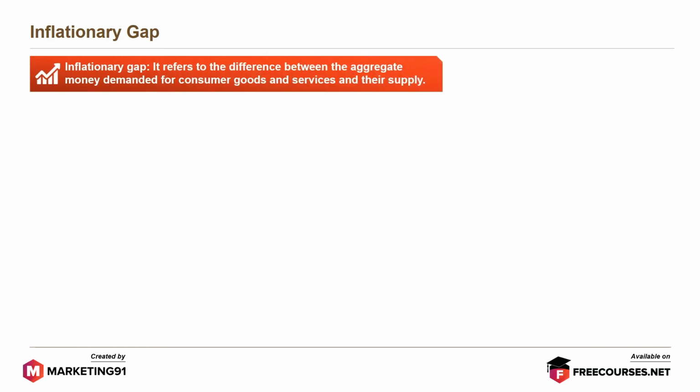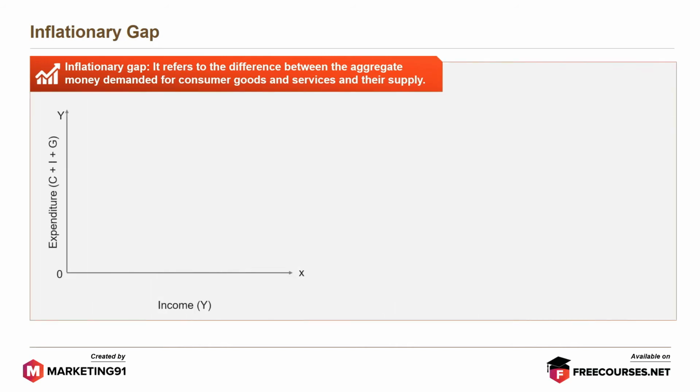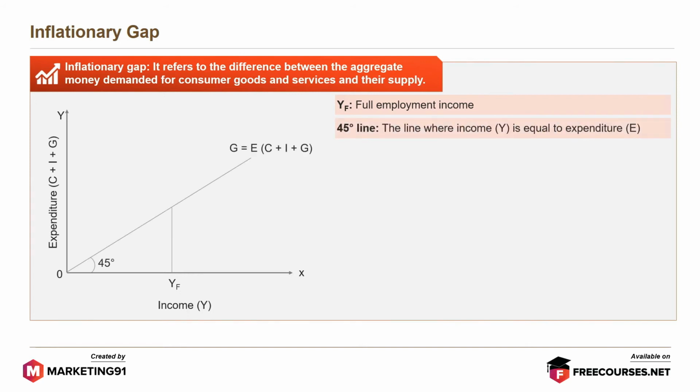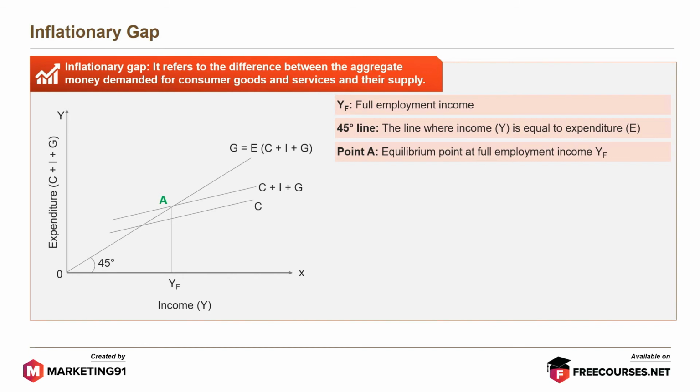Inflationary gap refers to the difference between the aggregate money demanded for consumer goods and services and their supply. It can be explained diagrammatically as follows. YF is the full employment income. The 45-degree line is the line where income, or Y, is equal to expenditure, E. Point A is the equilibrium point at full employment income, YF.